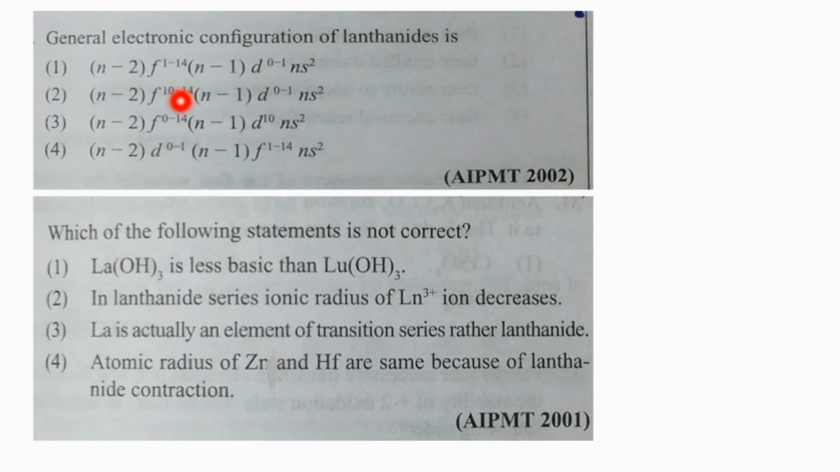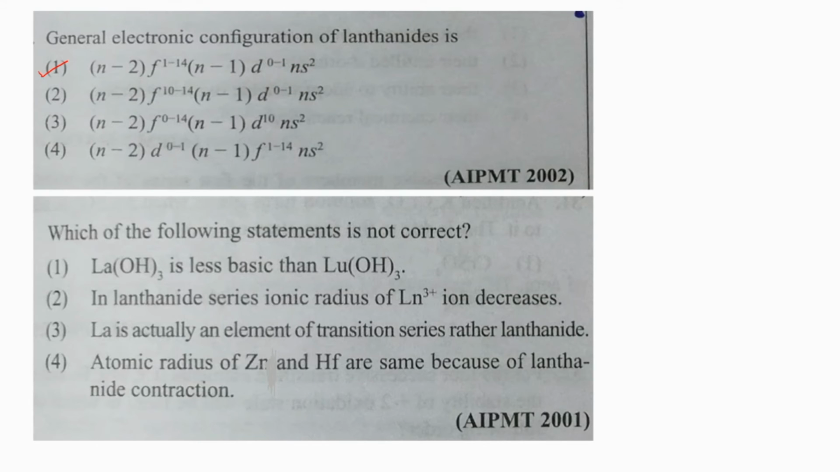You can go through all the options and choose the correct one. See, the first option is correct, right? N minus 2, f raised to 1 to 14, n minus 1, d raised to 0 to 1, ns2. This is the correct option. We have discussed that also.